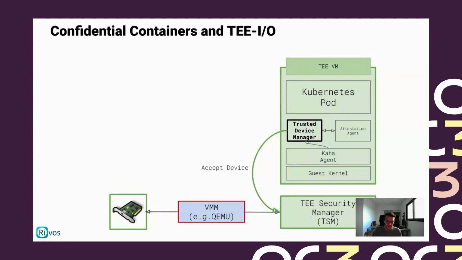Once it does that, it can accept the device, and this is when we can now safely assign the device into the Kubernetes pod through a trustworthy link going from the device directly into the trusted VM memory, and something that is usable directly by the Kubernetes pod, which is a direct assignment.